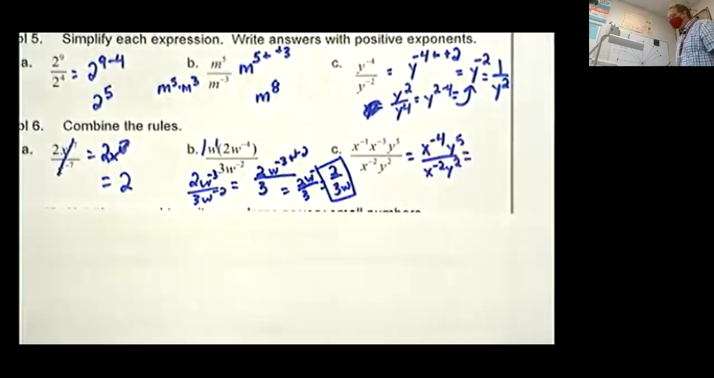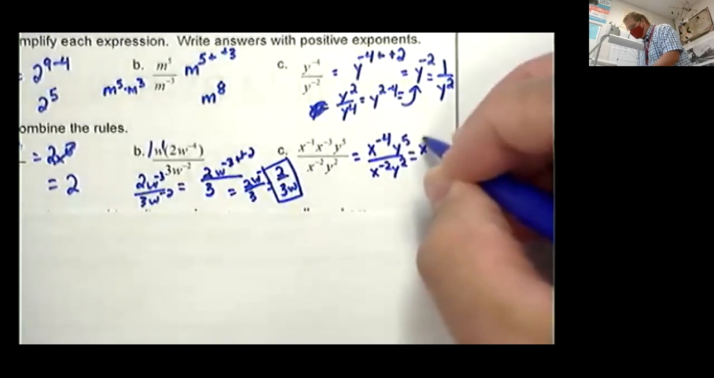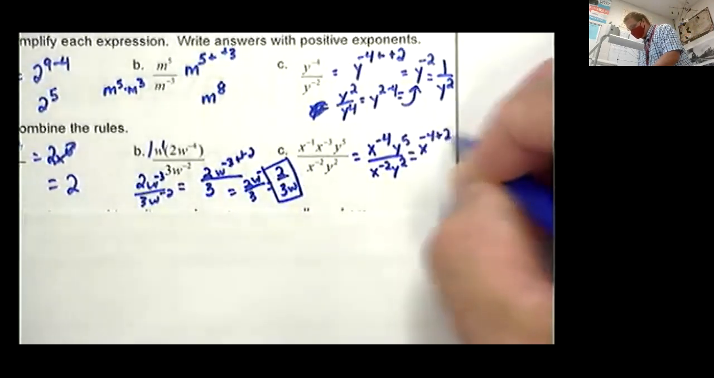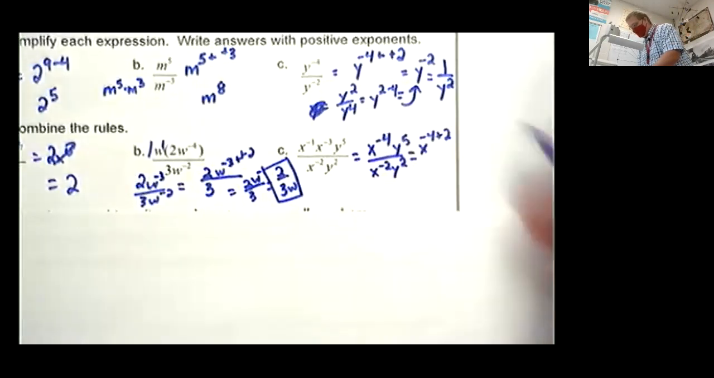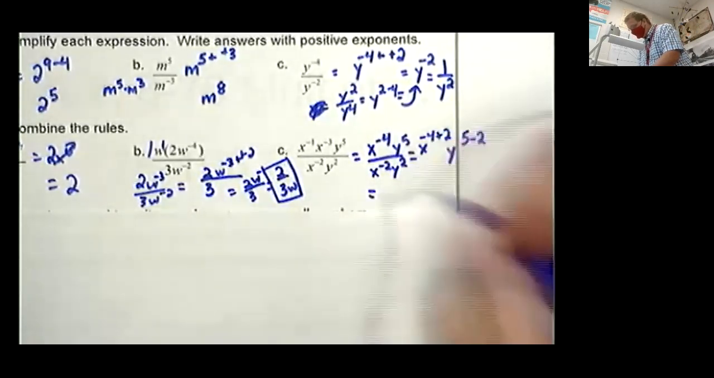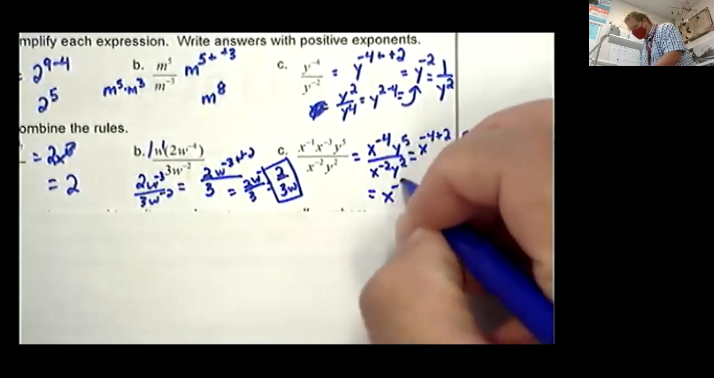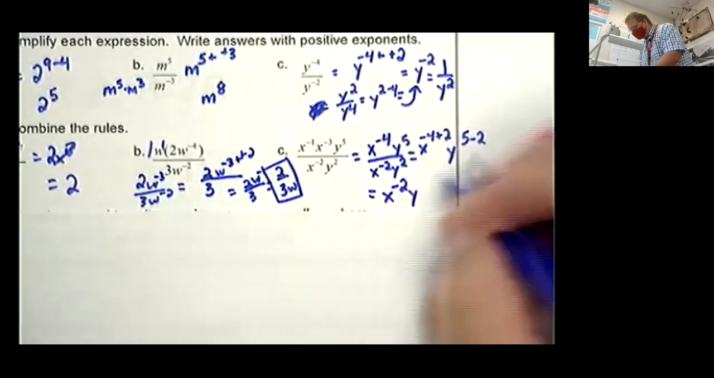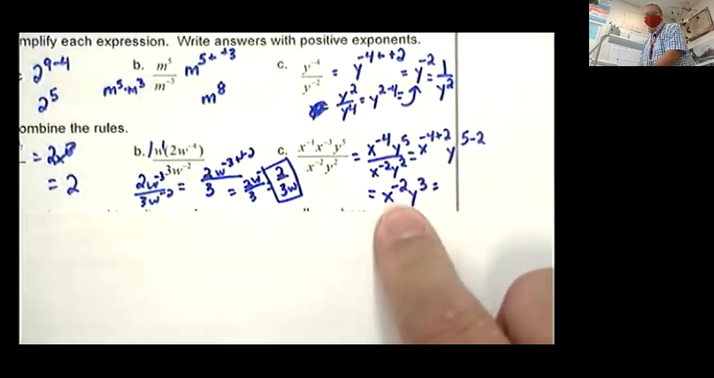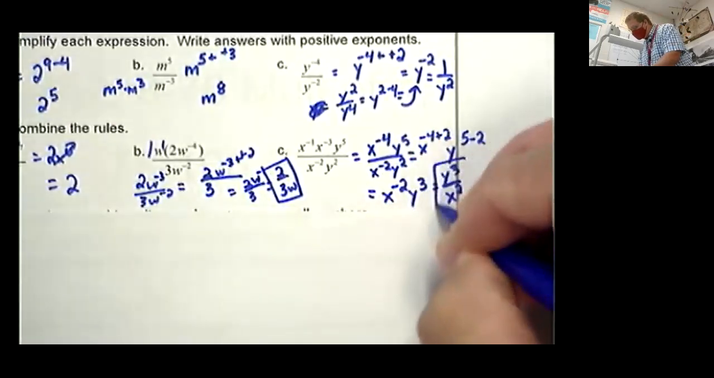Now we can divide. Because we're dividing, we're going to subtract the exponents. That's going to be x to the negative 4th plus 2 when we minus the negative, y to the 5 minus 2. We'll do those operations. Negative 4 plus 2 is x to the negative 2nd, y to the 3rd. Again, x has a negative. We want to write our answer with positive exponents. So y cubed over x squared.